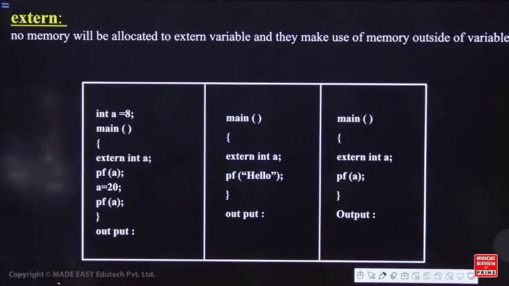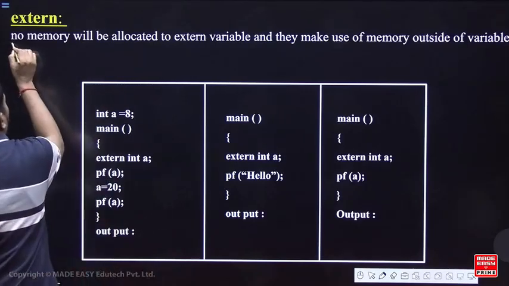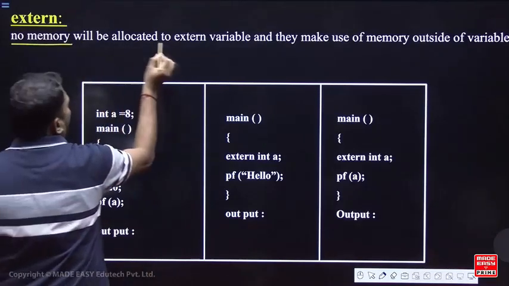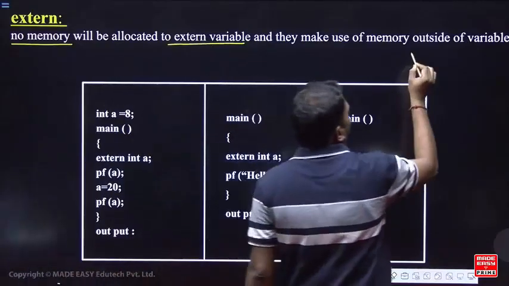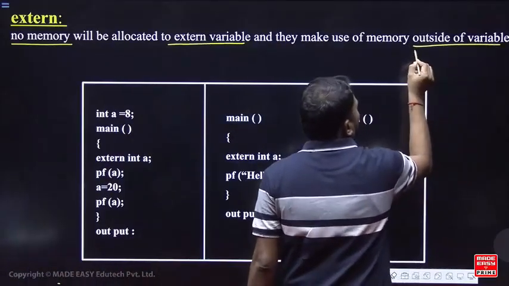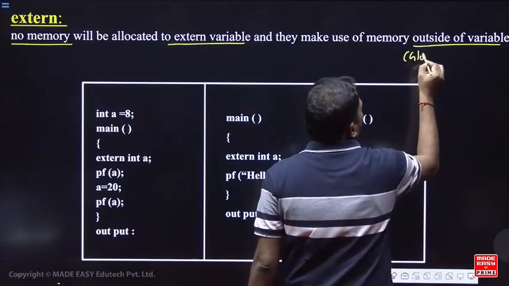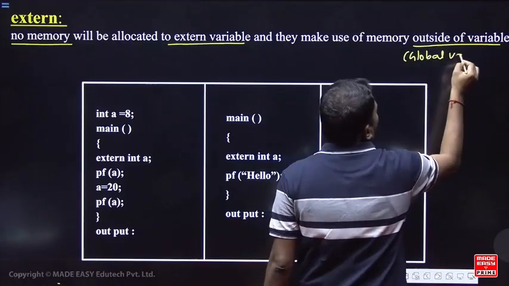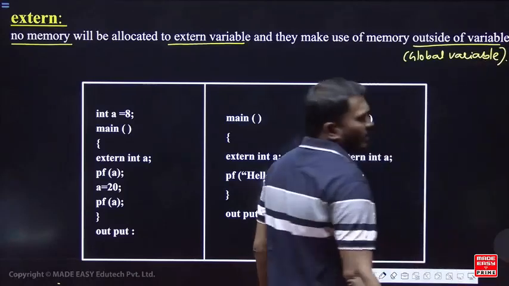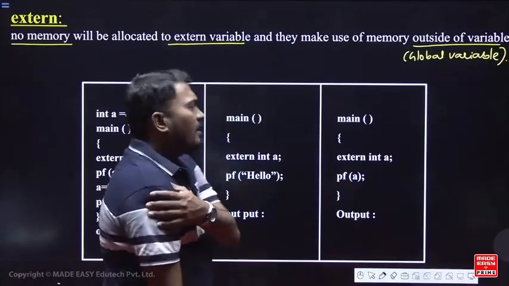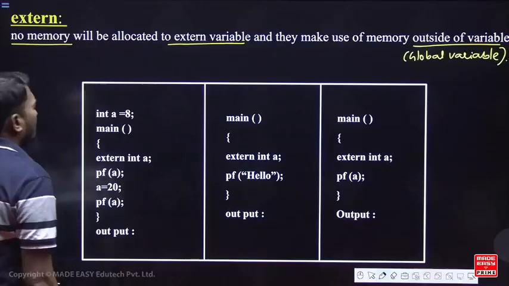Okay, right? So what is saying here? Very clearly saying no memory will be allocated to extern variable. They make use of memory of outside variable. Outside variable means most of the time it is a global variable only. Is this clear for everyone? Right? Now just go through the first example.